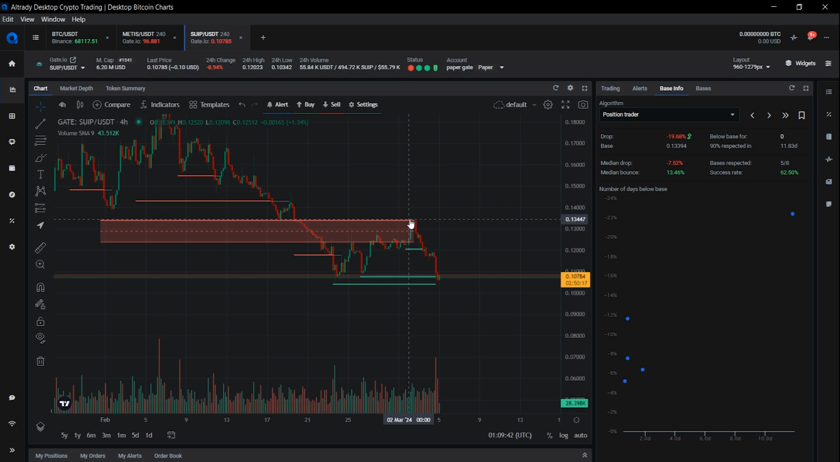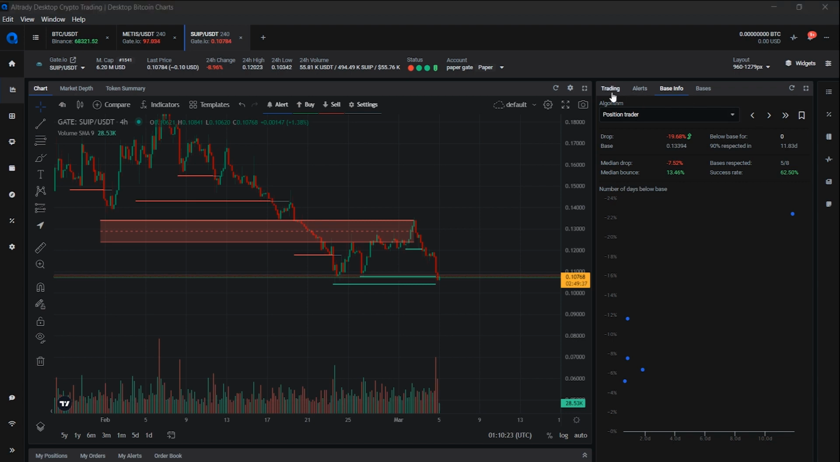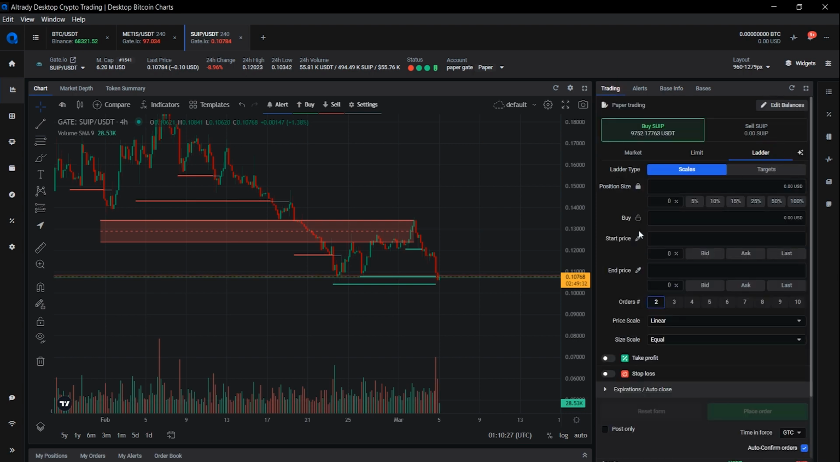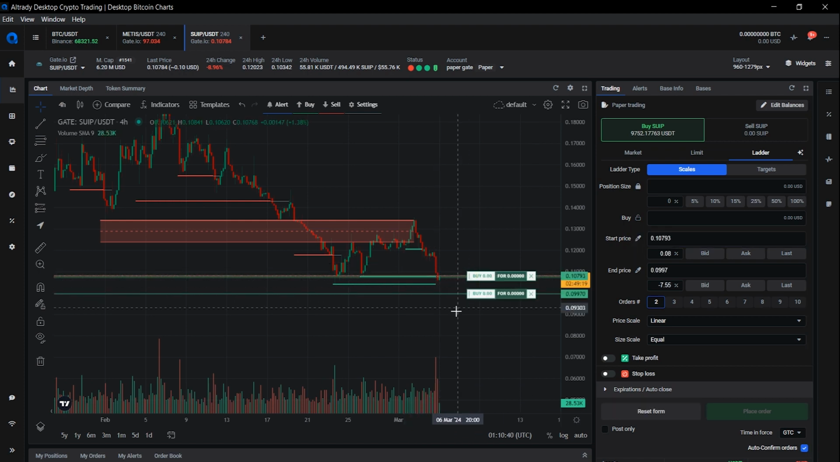While the subsequent 2 bases remain unbroken, we're currently hovering around the median. Historically, the price tends to retest bases, making it an opportune moment to consider initiating buy positions. Moving on to executing ladder orders, we will start by selecting a ladder order from the trading terminal and setting the start price slightly above the current price, which is at 11 cents, and then place the start of the ladder here.